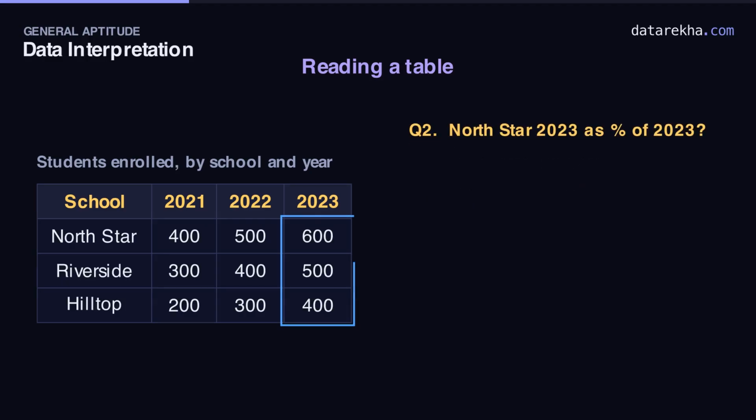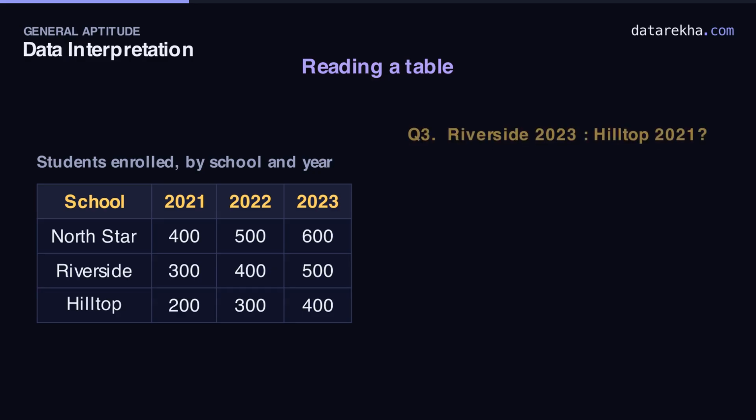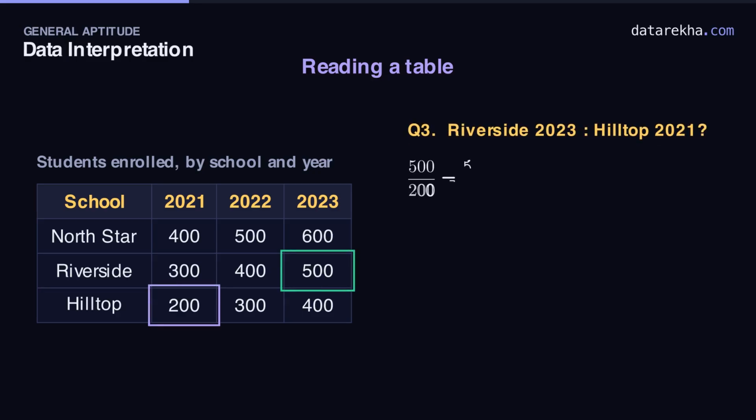Second, what share of all 2023 students went to North Star? This is part over whole. The column for that year totals 1500. North Star's cell is 600. 600 over 1500 times 100 is exactly 40%. Third, the ratio of Riverside in 2023 to Hilltop in 2021. Pull the two cells, 500 and 200. 500 over 200 is 5 over 2, a ratio of 5 to 2.